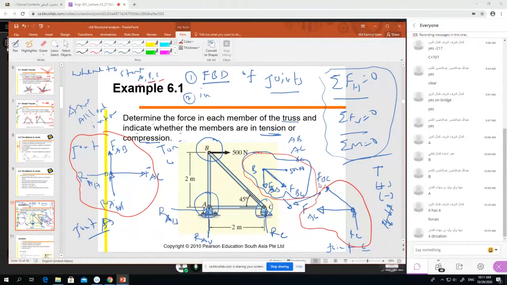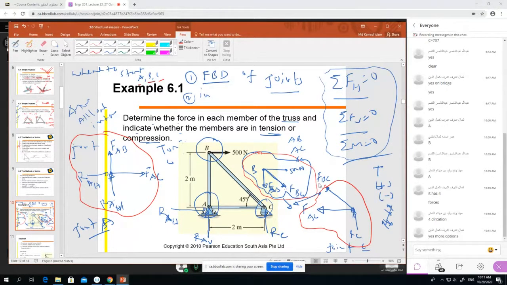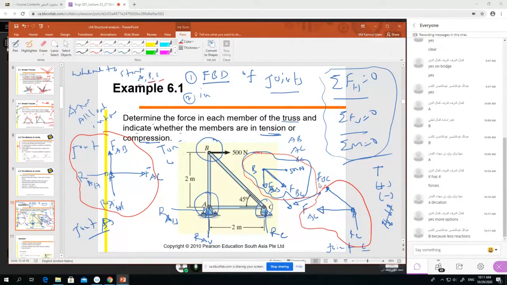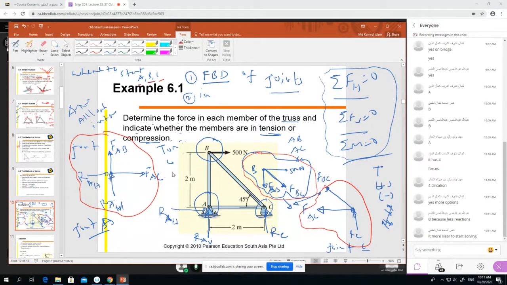Umar Usama and Abdullah Nasir, you tell me why B? It's more option. Okay. One of them is correct. Not both of them correct, but one of them. I will tell you which is the correct one. B, because less option. Correct. Abdullah Nasir's answer is correct. Less option means less reaction, means less unknown. Here it's more clear to start solving.